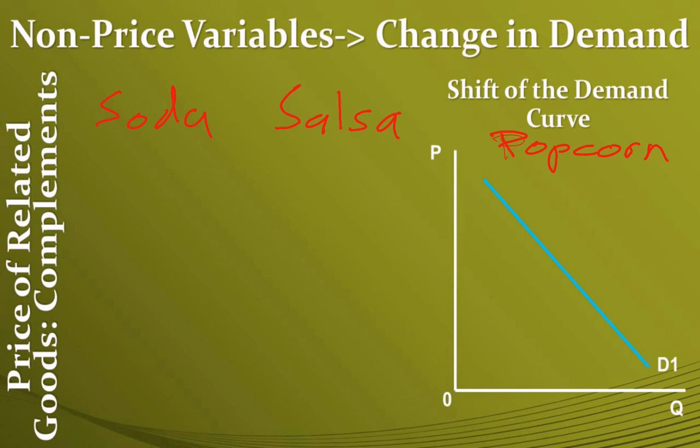Let's say that the price of soda goes up. If before it was 10 pesos, okay? Actually, let's put some prices to this. Let's say that the price of soda is 10 pesos, and that the price of each pack of salsa is 1 peso. So, what will happen to the demand of popcorn when the price of soda or the price of salsa change?